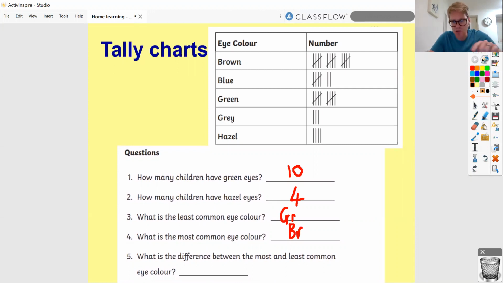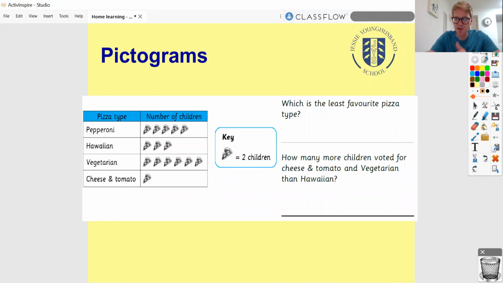Oh, geez, I lose the bottom bit on my screen, sorry about that. Okay, so something else that we've looked at. Oh, this is a bit better, isn't it? This is avoiding the bottom bit of the screen.